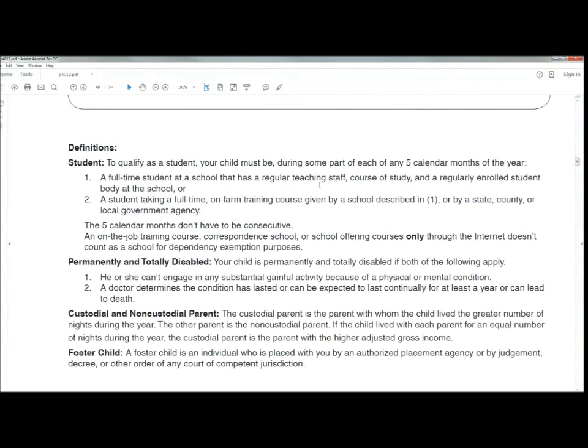Permanently and totally disabled is a really specific definition. We won't run across a lot of that, okay? But just know that there is a definition for it there.